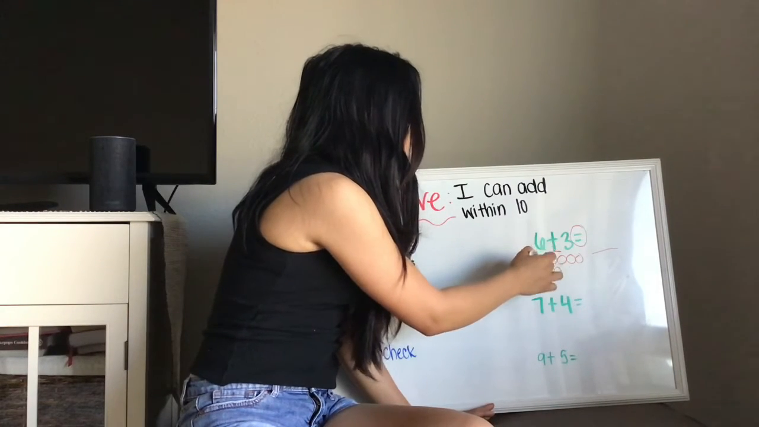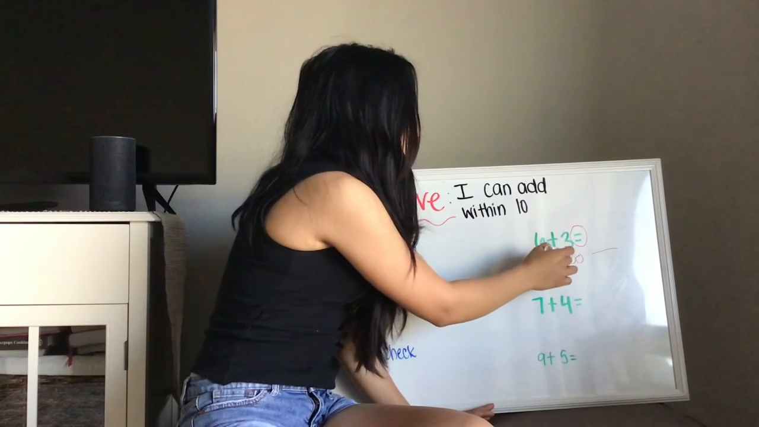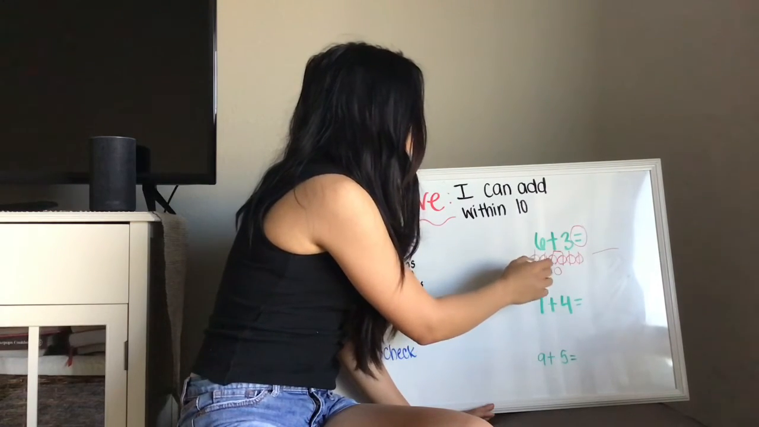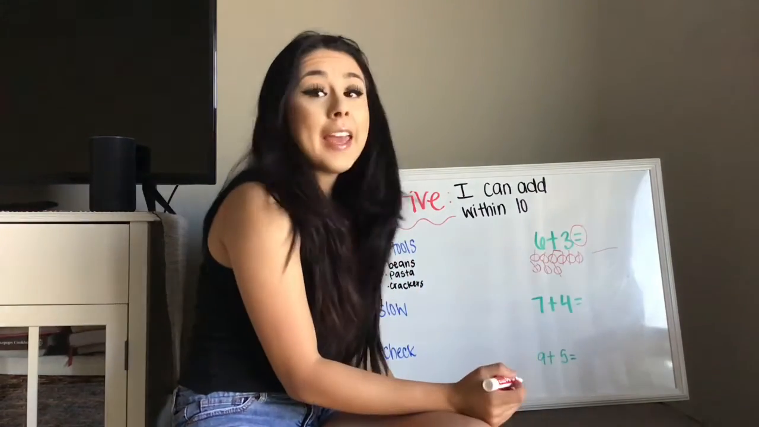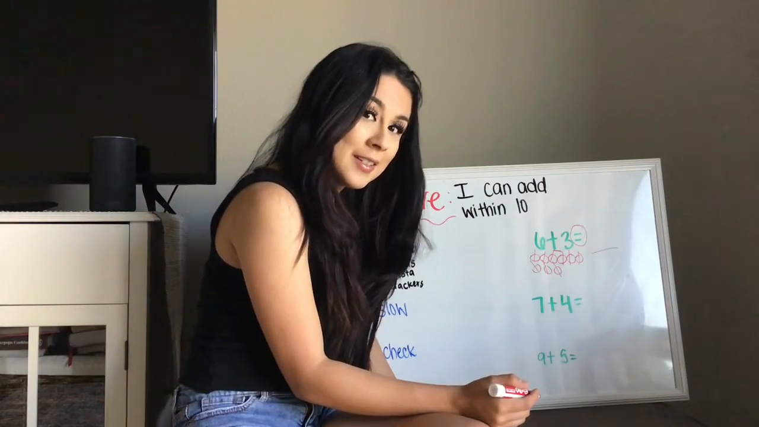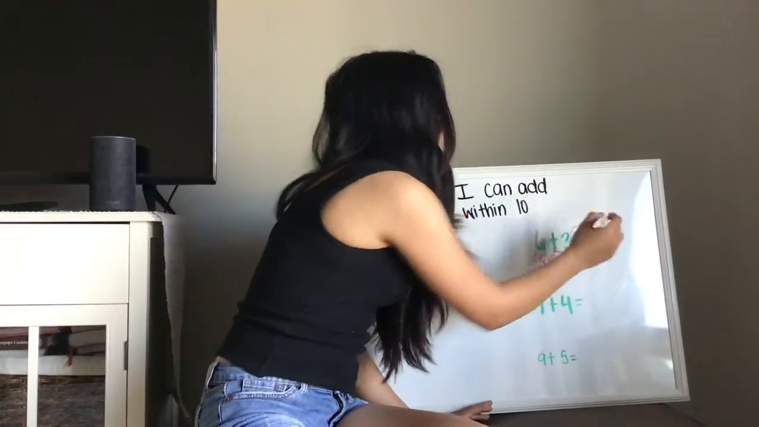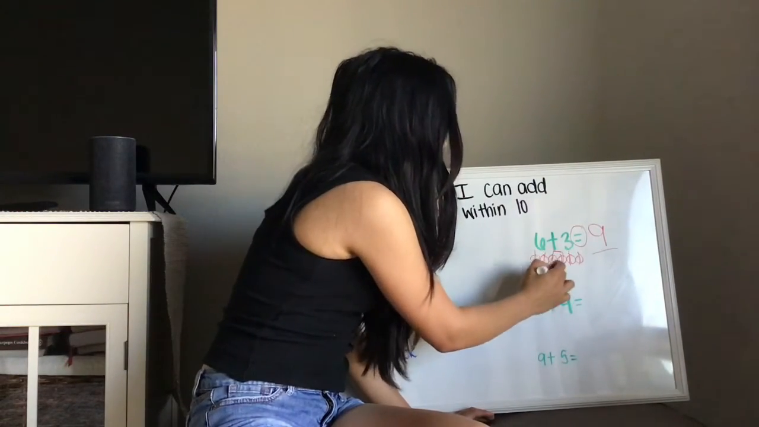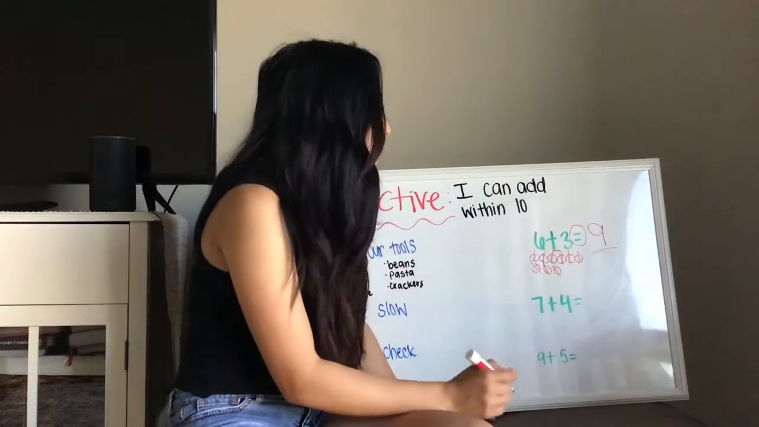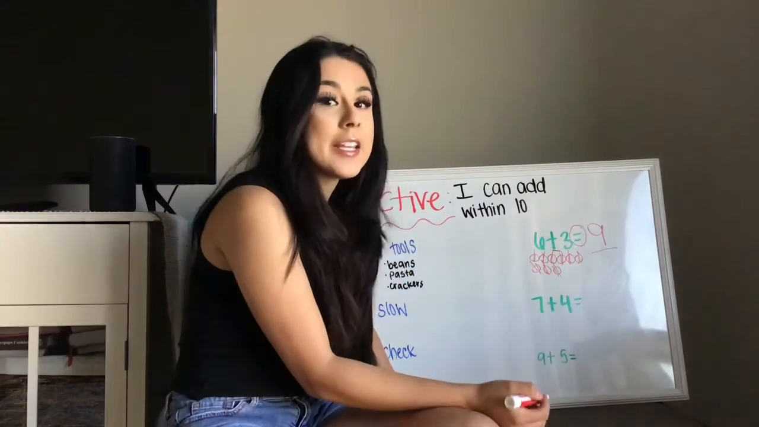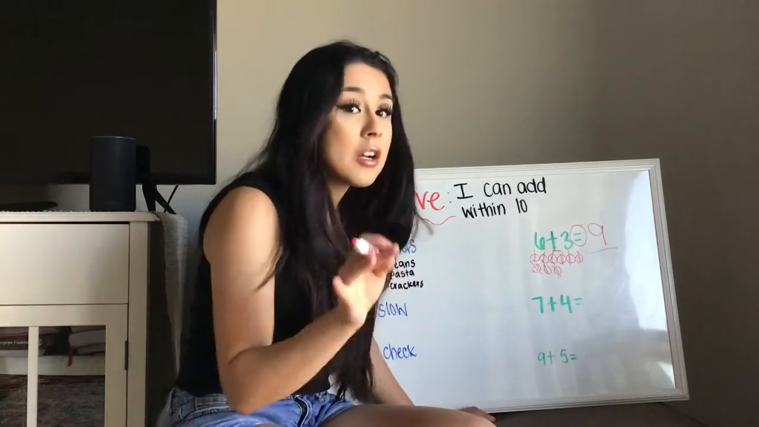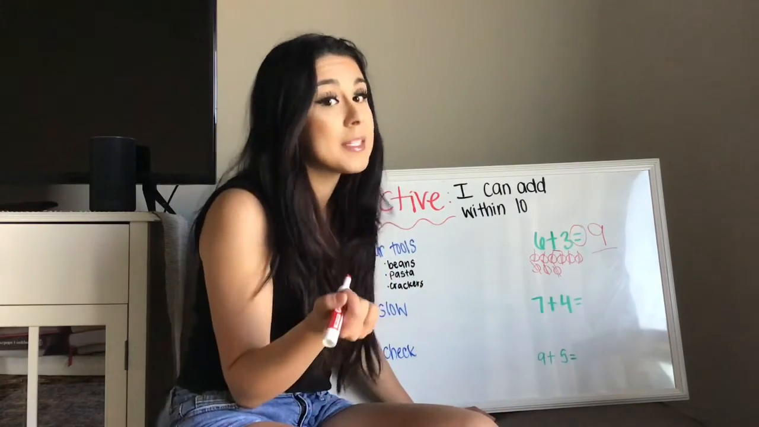1, 2, 3, 4, 5, 6, 7, 8, 9. And what is my answer? 9. Good job. I'm going to go through and double check that. 1, 2, 3, 4, 5, 6, 7, 8, 9. That's 9, my answer. I cross out my things when I draw a picture because then I know if I counted something either not at all or if I counted it twice, because sometimes that happens.